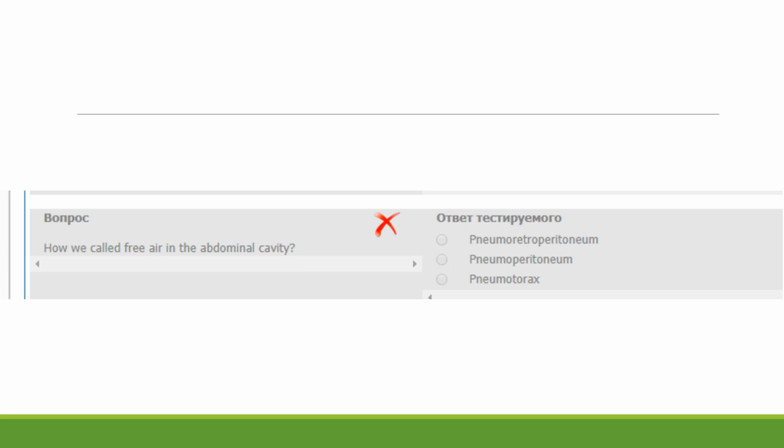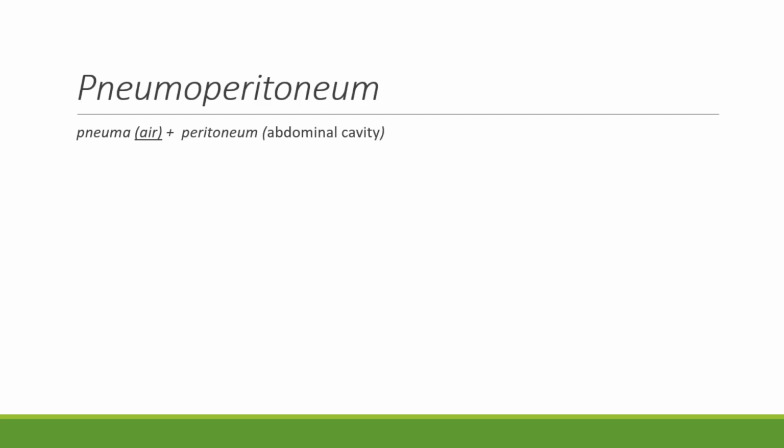Let's start. First question: how do we recognize free air in the abdominal cavity? It is an easy question, but of course pneuma is air, from the Greek language. Peritoneum is the abdominal cavity. Peritoneum is a layer of the abdominal wall, a layer of the abdominal cavity, and a layer of the visceral organs.